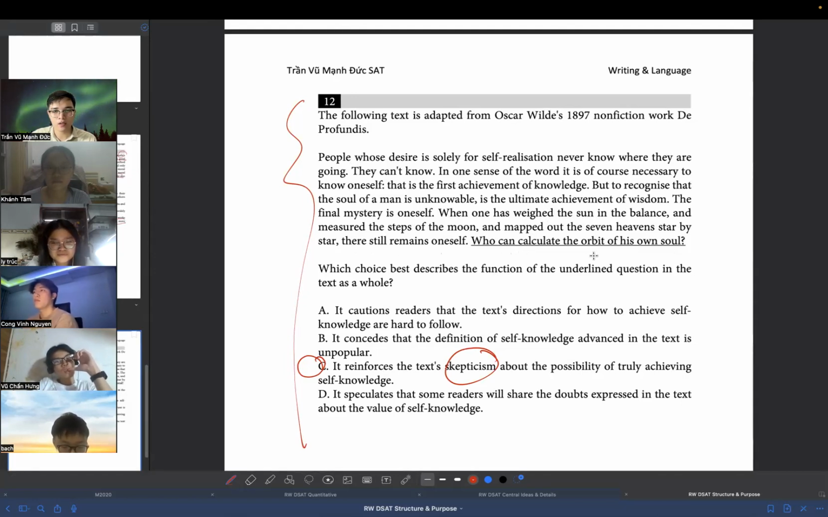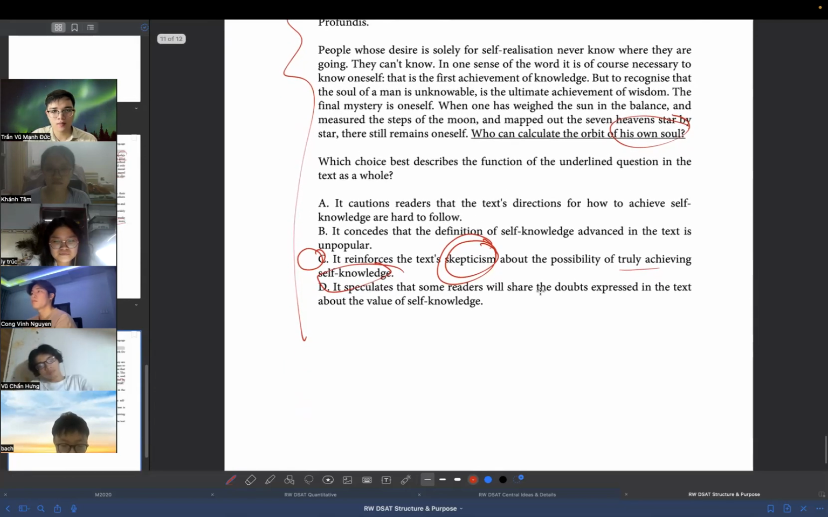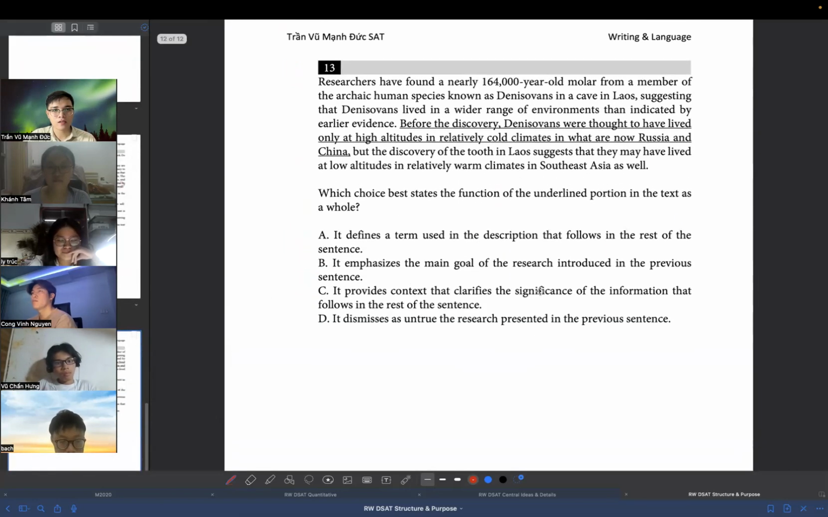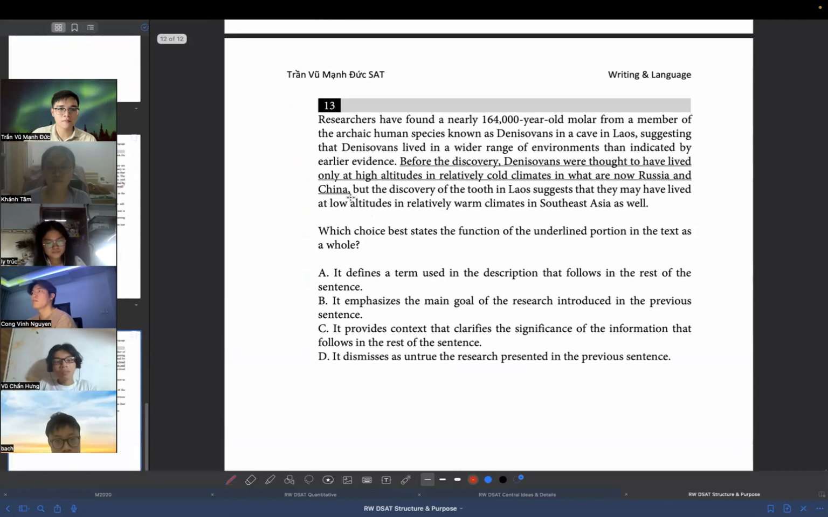"Who can calculate the orbit of his own soul?" Very profound indeed. Skepticism, yes, about the possibility of truly achieving self-knowledge, his own soul, right? Great, good. I think C is correct. Let's check. Right, C. All right, next up is 13.